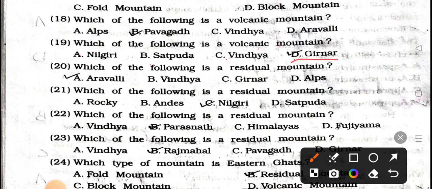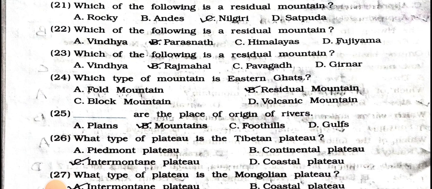Number 20. Which of the following is a residual mountain? A, Aravali. B, Vindhya. C, Girnar. And D, Alps. Answer is option A, Aravali. Number 21. Which of the following is a residual mountain? A, Rocky. B, Andes. C, Nilgiri. And D, Satpuda. Answer is option C, Nilgiri. Number 22.